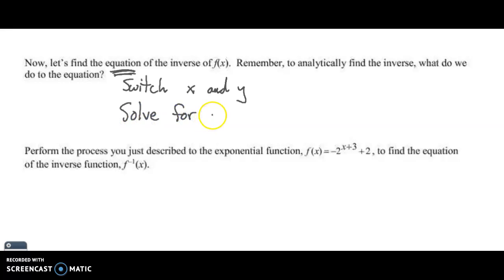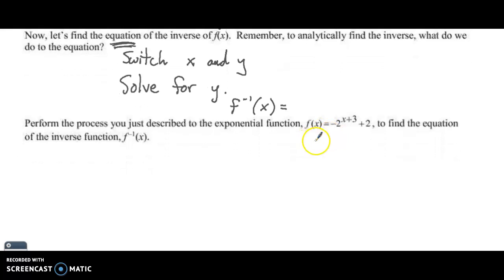If I wanted to, I could add a few steps in here, like remember f of x is the same thing as y equals, and then when we solve this y, we rewrite it as f inverse of x equals. So I guess I'm just assuming that you're well aware of that first and last step. So for instance, I'll go ahead and type in that first step of understanding that that's y equals negative 2 to the x plus 3 power, and then plus 2, and now we need to switch them. So x equals negative of 2 to the x plus 3 power plus 2.